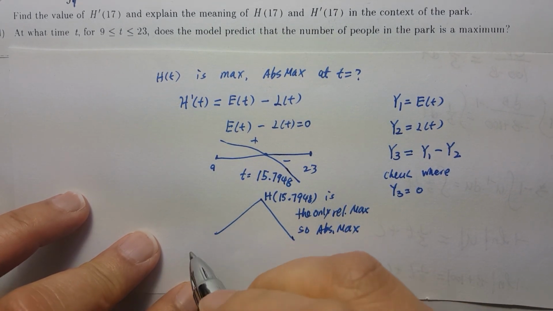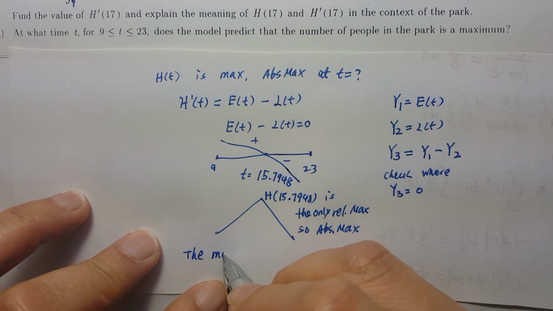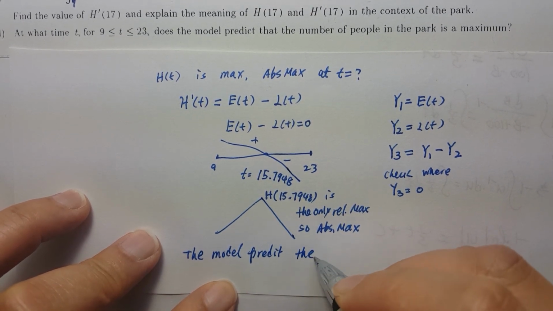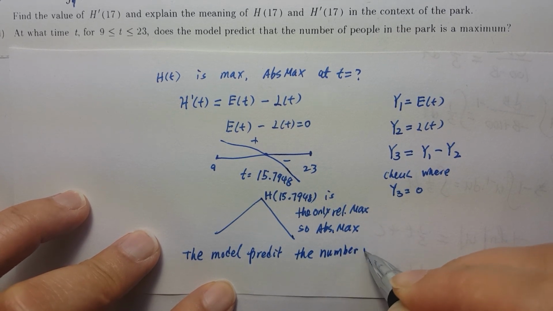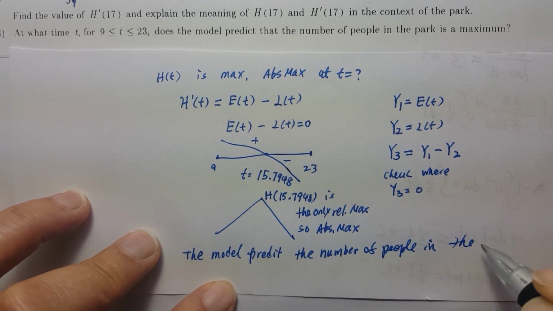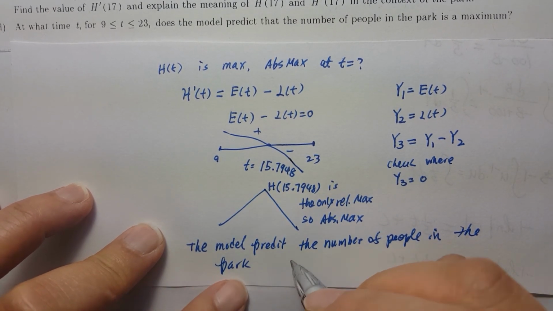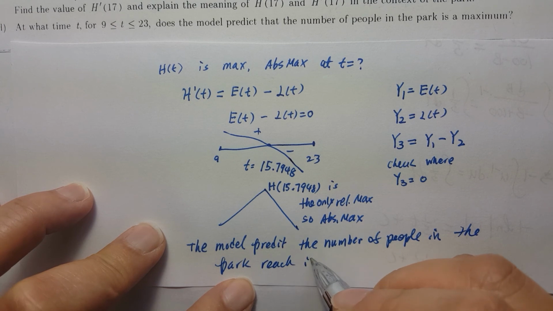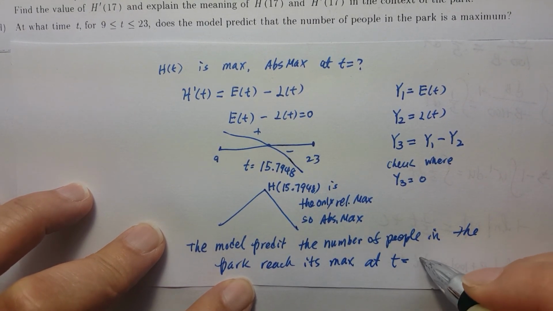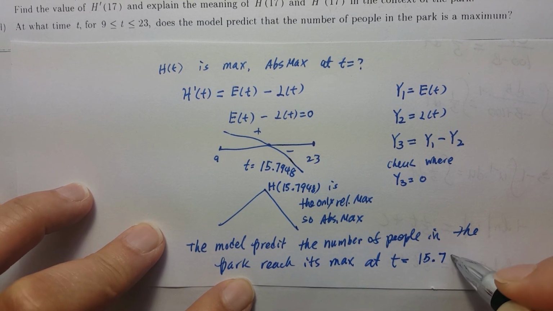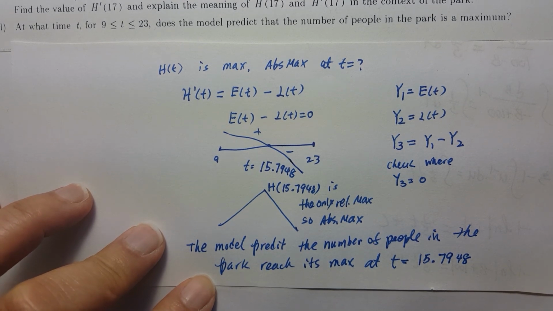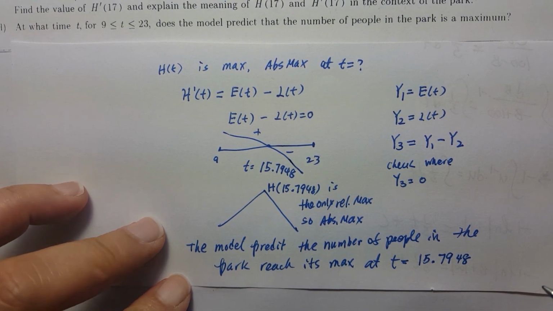Now I'm going to make my conclusion. The model predicts the number of people in the park is a maximum at t equal to 15.7948. Now we finish question number 1.